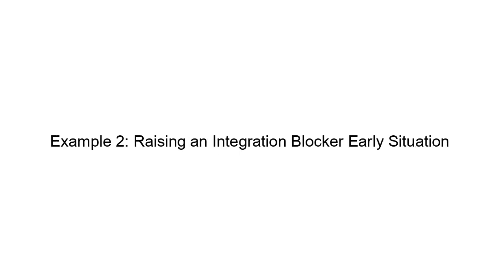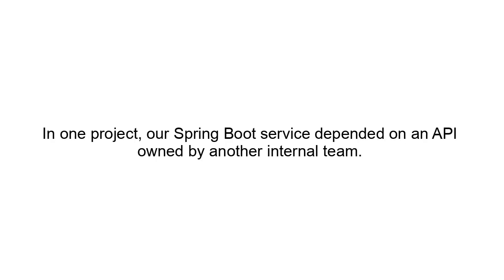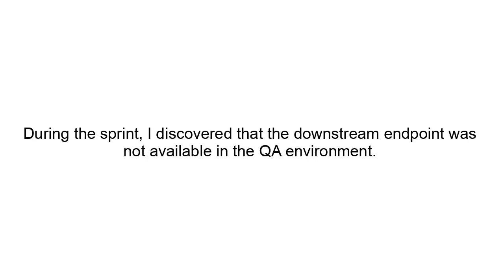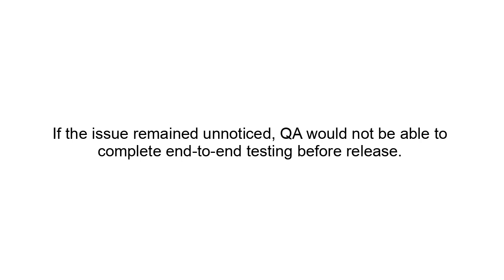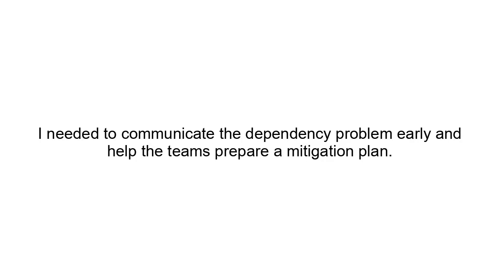Example 2. Raising an integration blocker early. Situation: in one project, our Spring Boot service depended on an API owned by another internal team. During the sprint, I discovered that the downstream endpoint was not available in the QA environment. If the issue remained unnoticed, QA would not be able to complete end-to-end testing before release. Task: I needed to communicate the dependency problem early and help the teams prepare a mitigation plan.